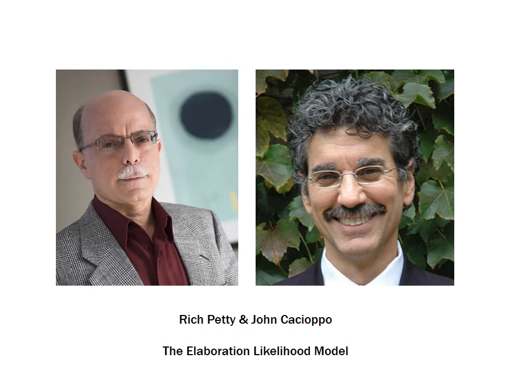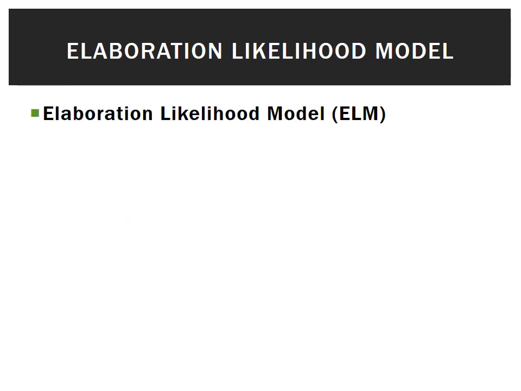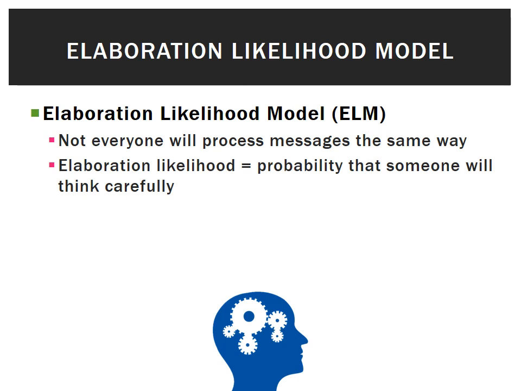So the elaboration likelihood model was posited by Rich Petty and John Cacioppo. And this is what they said about the elaboration likelihood model, called the ELM for short. They said, that's all well and good, those cornerstones of persuasion, but not everyone's going to process messages the same way. So the main idea is that we don't all process messages the same way. The name of the model, elaboration likelihood model, sounds a little weird, but elaboration likelihood, that term really just means the probability that someone's going to think carefully. So elaboration in this case means like thinking, likelihood meaning like probability, hence elaboration likelihood, probability that someone's going to think carefully.